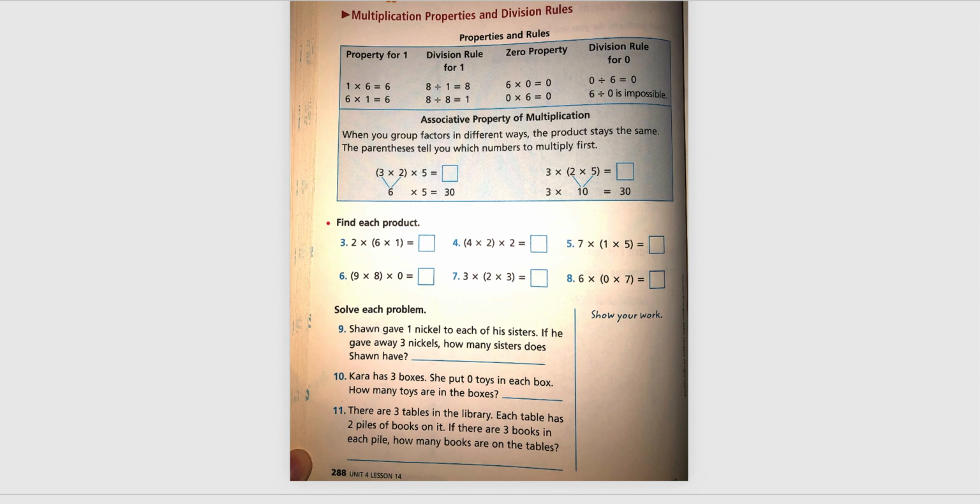So our directions right away say find each product. And for number 3, we have 2 times 6 times 1. But what numbers are in parentheses? That's right, 6 times 1, which means we need to do those first. And 6 times 1, using our property for 1, is 6. And we bring our 2 down.